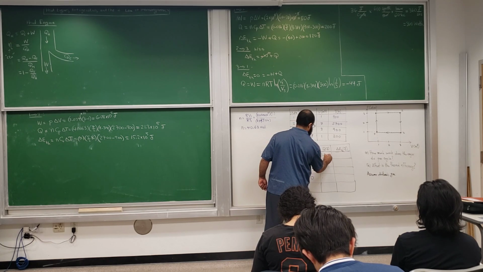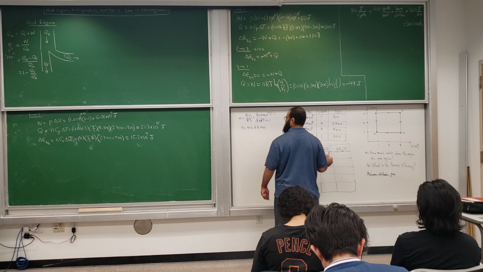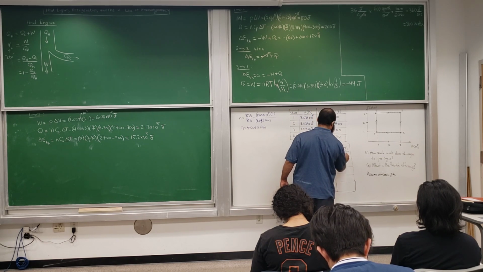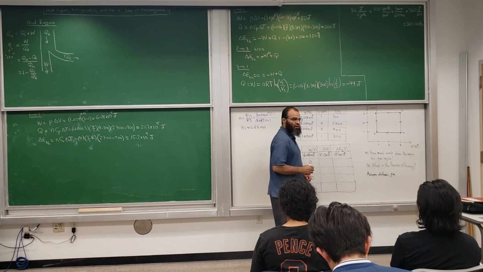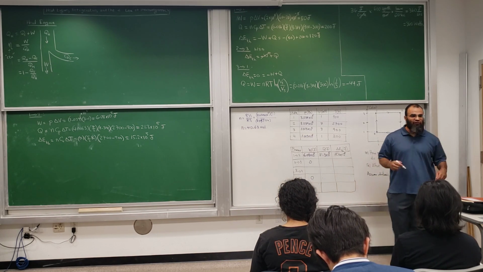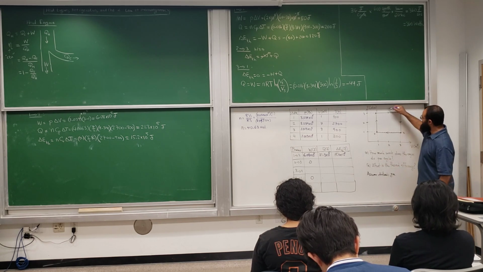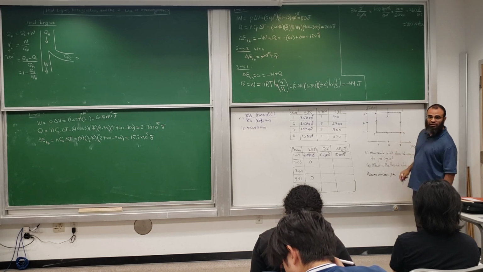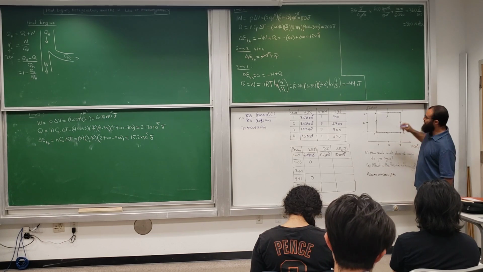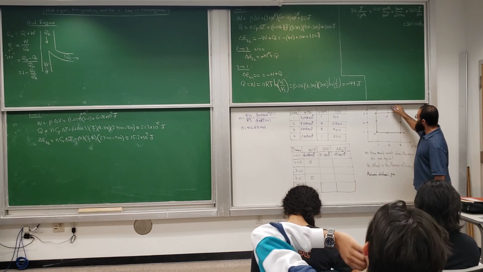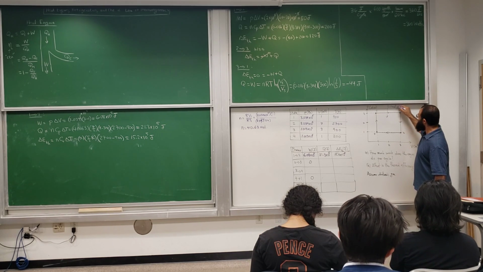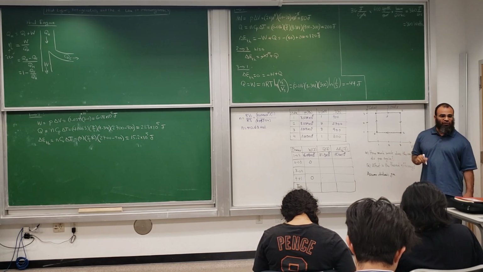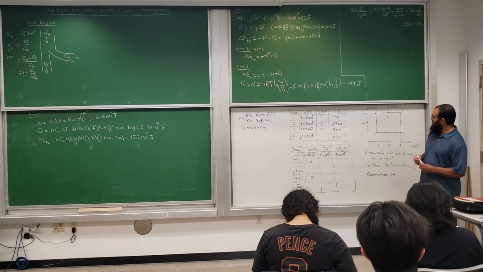21.3 times 10 to the 5th. So let's look from 1 to 2. Did heat enter or leave the system from 1 to 2? Entered. Positive. Yeah, entered. 21.3 times 10 to the 5th joules has entered the system.